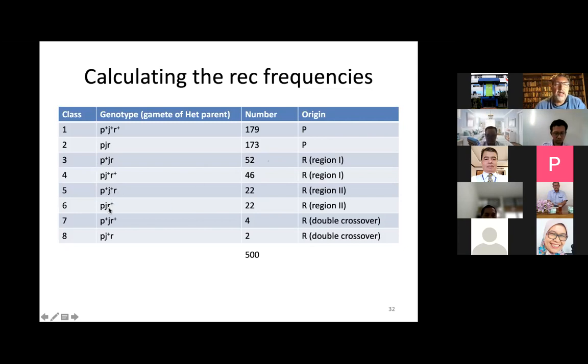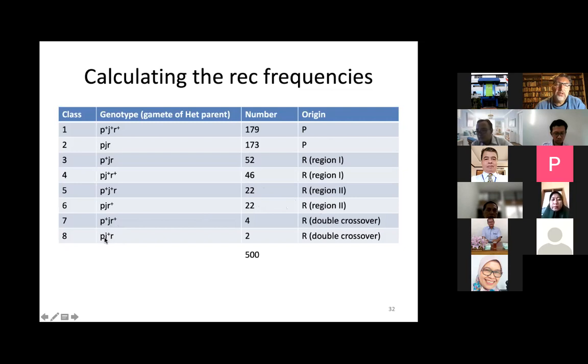J plus R, J, R plus R in repulsion in the region 2. So this shows 22 and 22 recombinants at region 2. And then we have, as we already discovered, a double crossover between P and J and R in both situations, where you make J changing from the plus allele to the recessive, and here the recessive to the wild type allele plus.